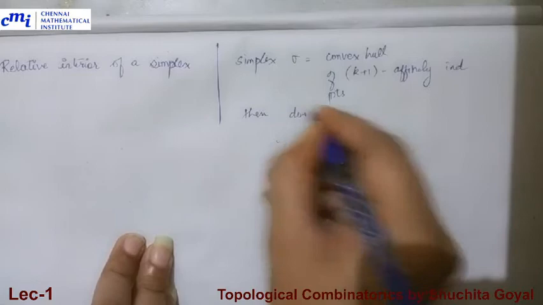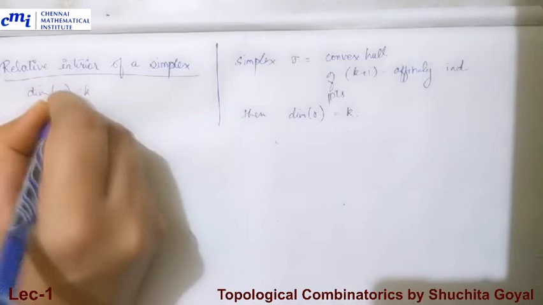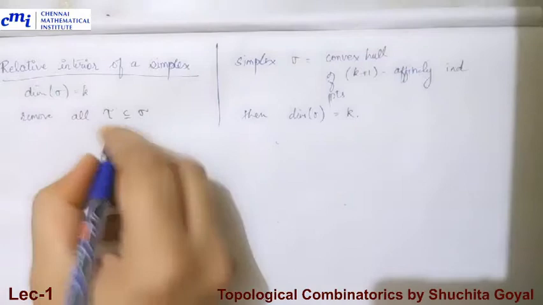So it is sitting in R^k. R^k is the smallest dimensional Euclidean space in which you can embed sigma. So when I talk about the relative interior of a simplex, what I do is, if the dimension of sigma is k, I remove all tau that are faces of sigma, and the dimension of tau is strictly less than k.